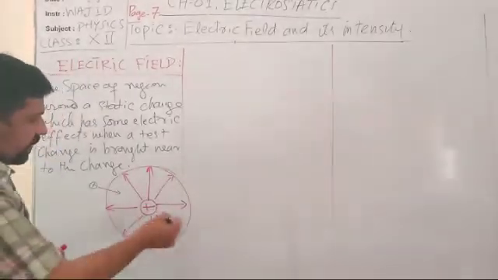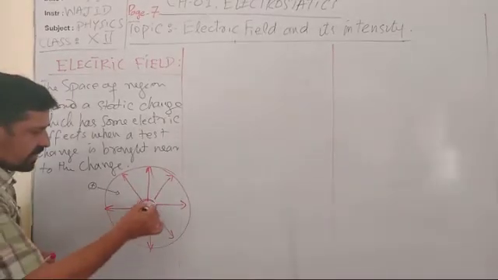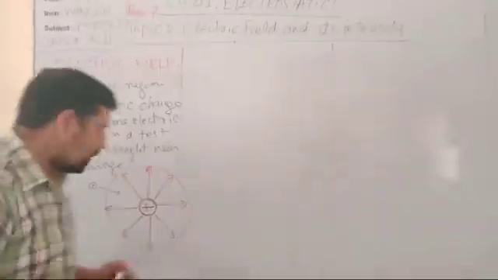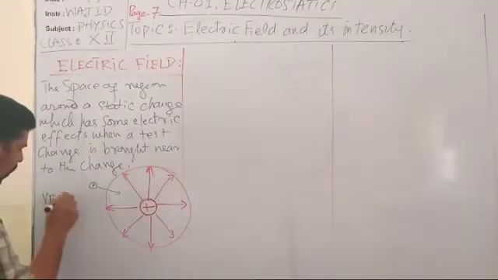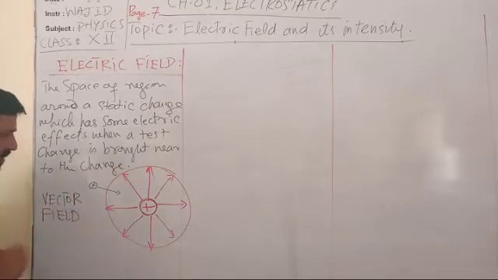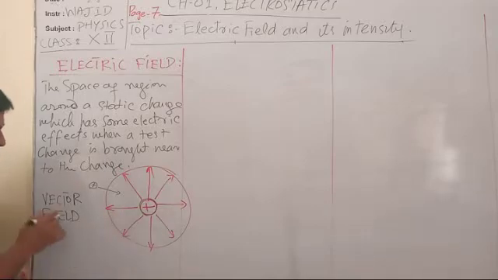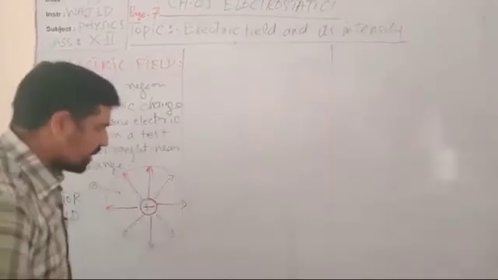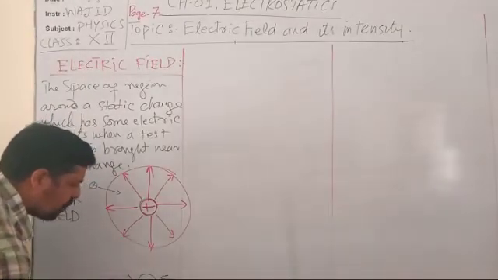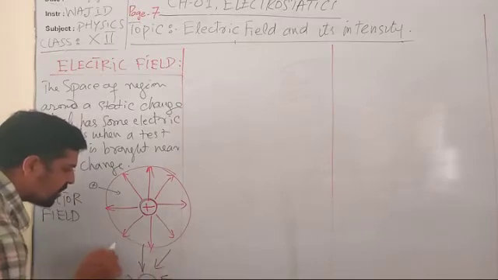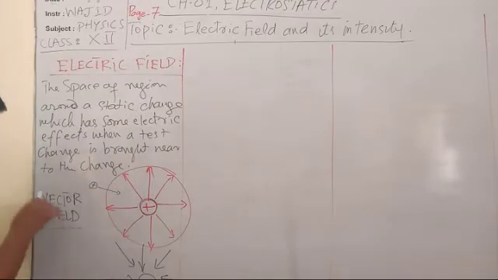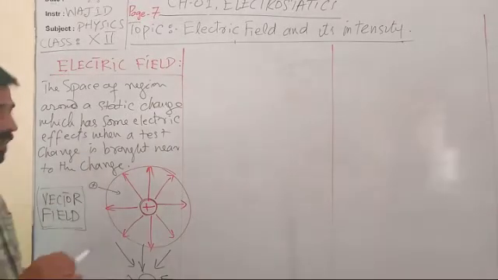So every charge has its own electric field around itself. Electric field is basically a vector field. A vector field is that field which has a specific direction. So for a positive charge, the direction of the electric field is radially outward, and for a negative charge, the direction of the electric field is radially inward, depending upon the nature of the test charge. Okay, so this is electric field.